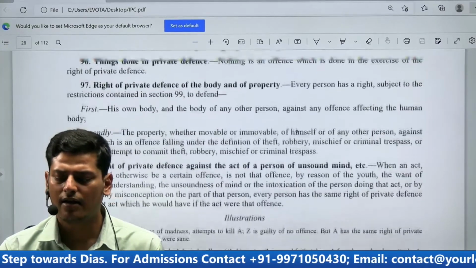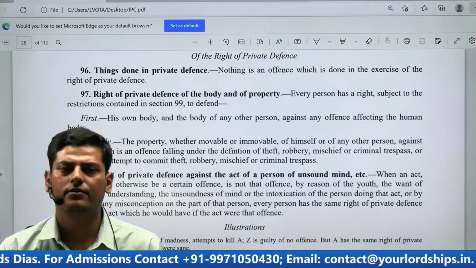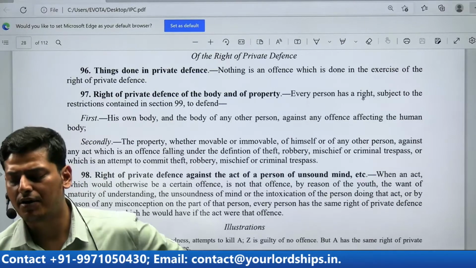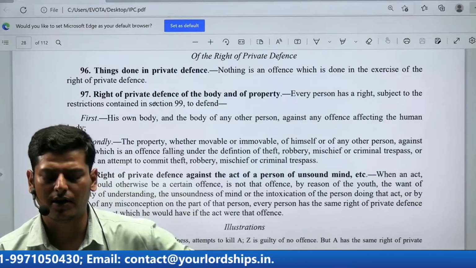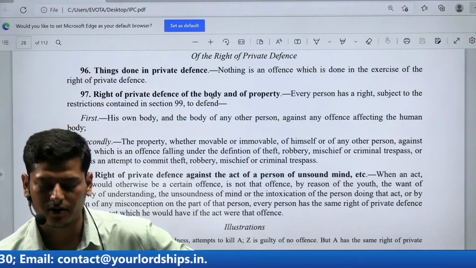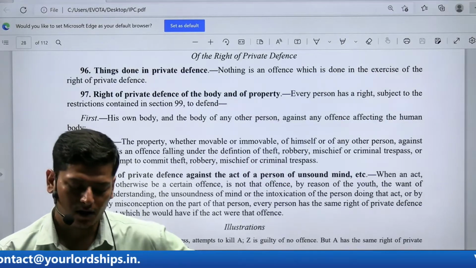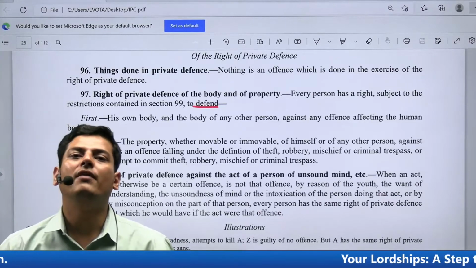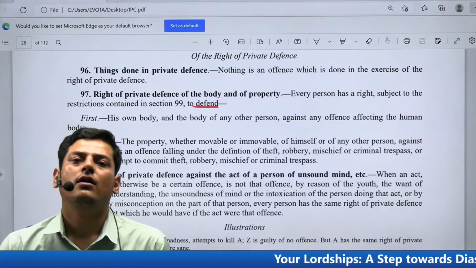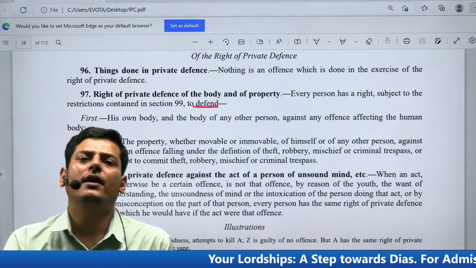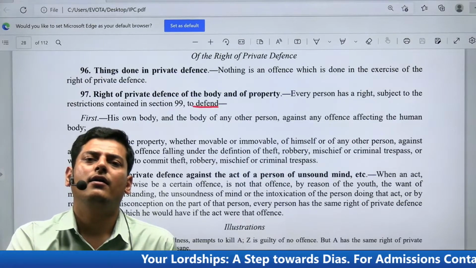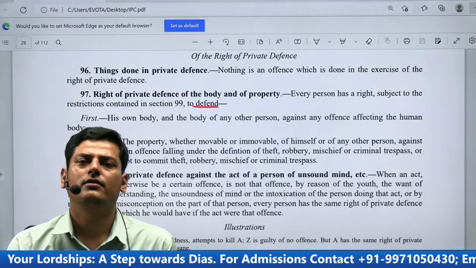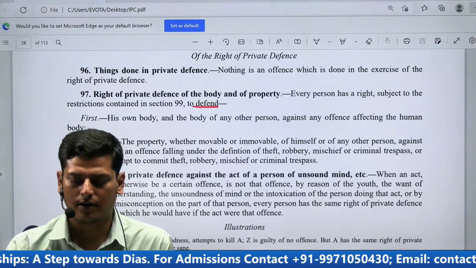It says that every person has a right. It is not limited only to the citizens. Every person has a right, subject to the restrictions contained in section 99, to defend, meaning thereby the right of private defense is a defensive right. Right of private defense cannot be used under the pretext of committing any retributive act, any revengeful act. उसके लिए नहीं यूज किया जा सकता है.